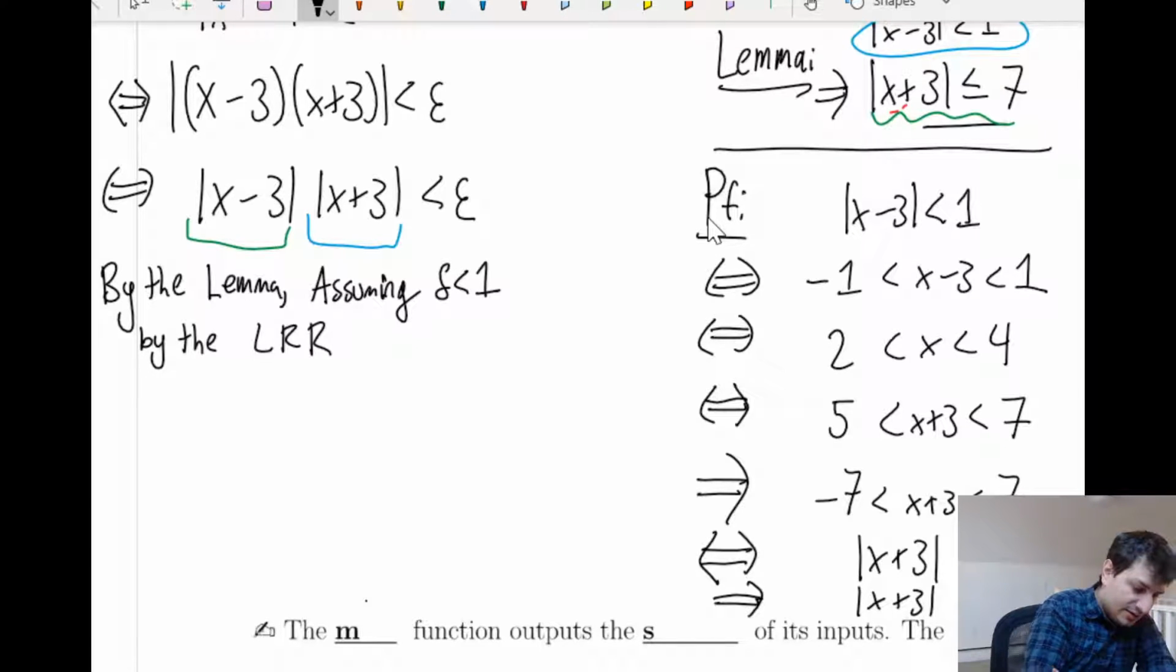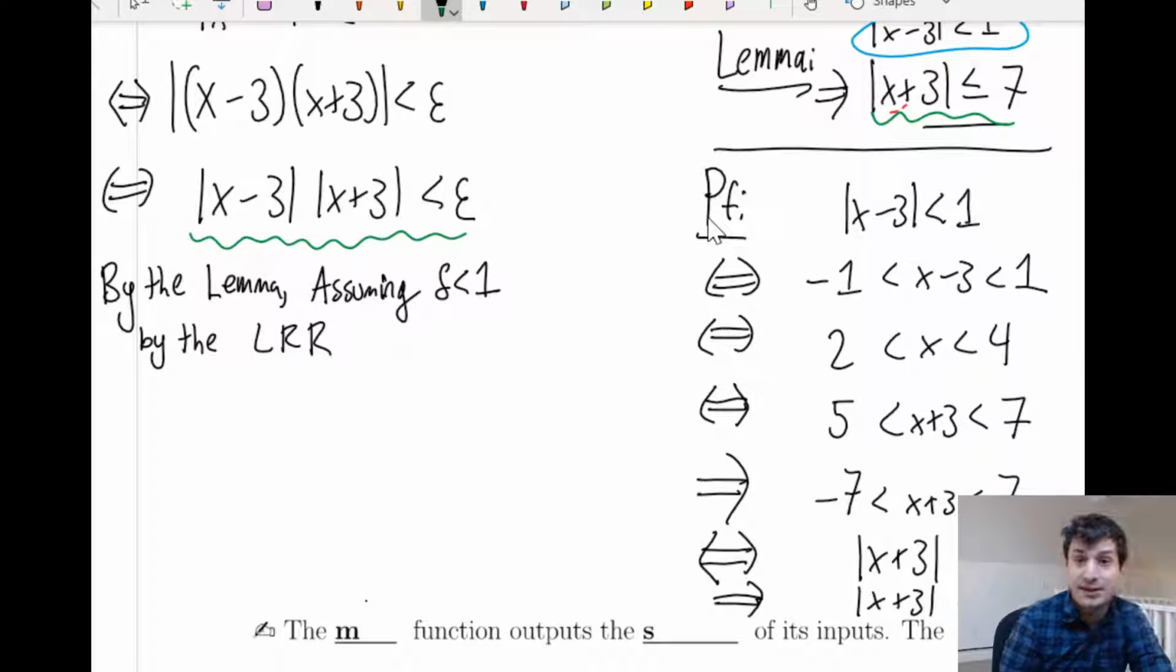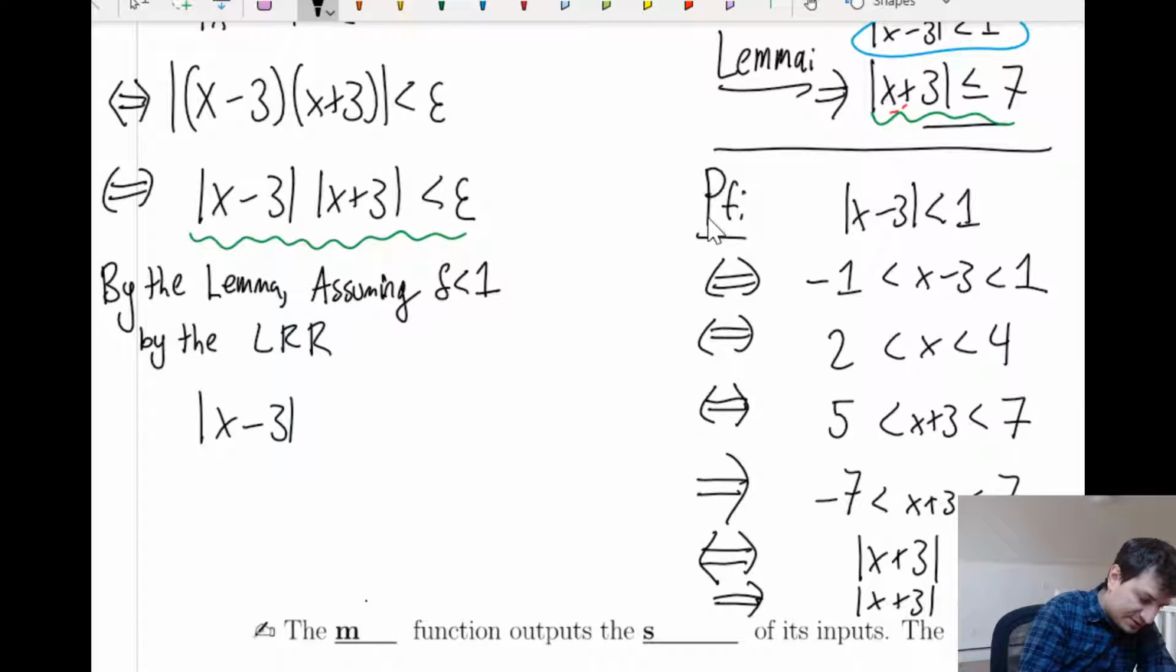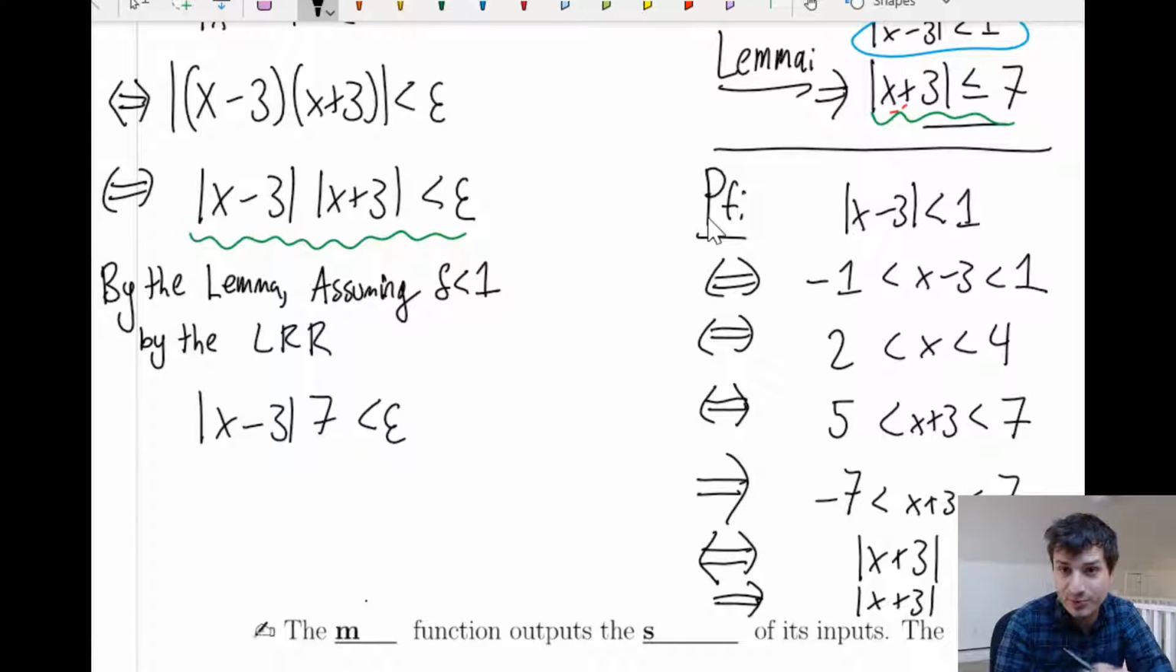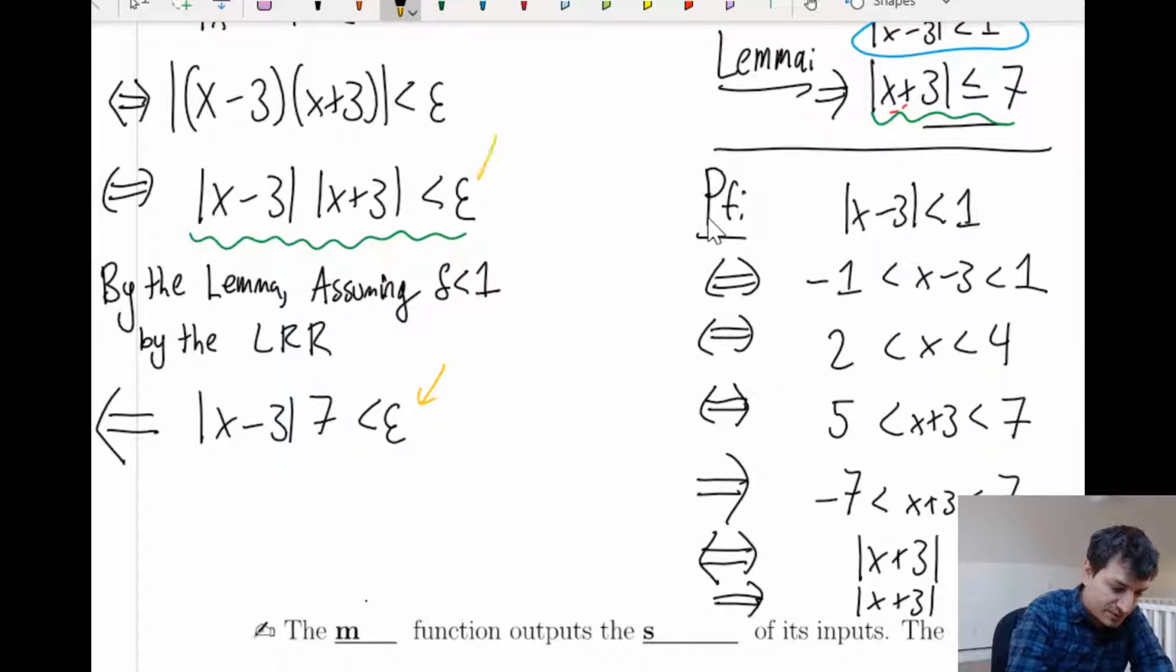So this line, x minus 3 times x plus 3 less than epsilon, becomes x minus 3 times 7 less than epsilon. And when we're doing the left replacement rule and the right replacement rule, they are set up exactly, if you write it like this, so that the arrow goes the way we want it, which is like this. So if this part is like the hypothesis part and this part is the conclusion part. If this thing is true, then that thing is true. That's the setup of the left replacement rule.